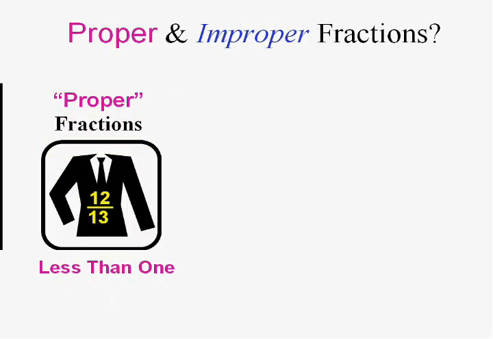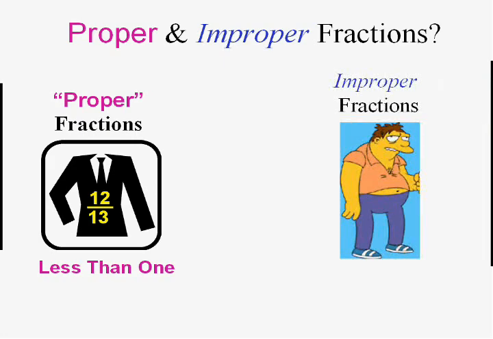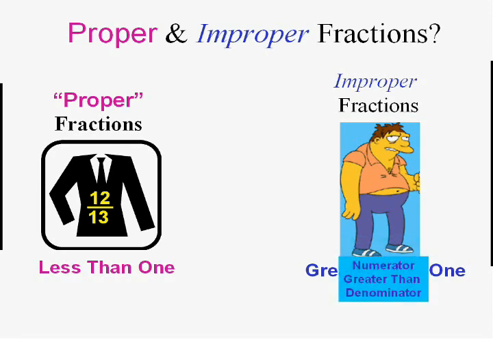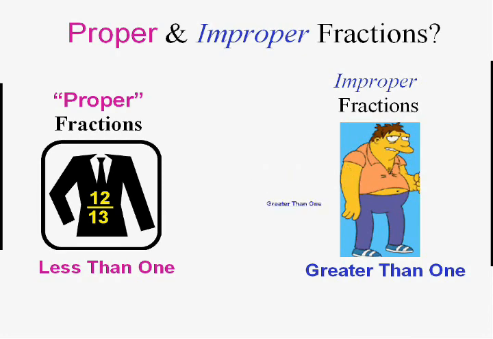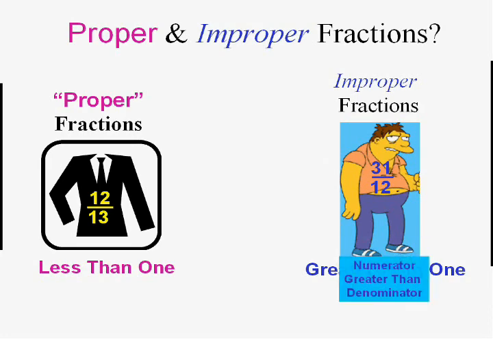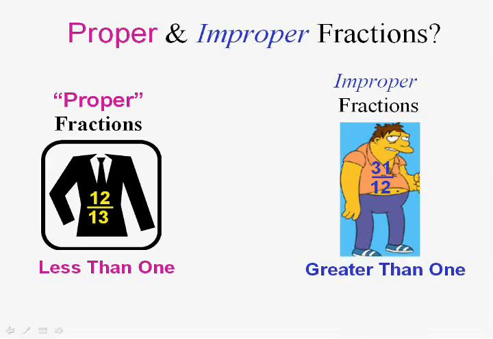Now, on the other hand, an improper fraction is greater than 1. 4/3 is greater than 1. It's greater than 3/3. The numerator is greater than the denominator. 3/2 is improper because it's greater than 1. 31/12 is improper. Anytime the numerator is greater than the denominator, we have an improper fraction.